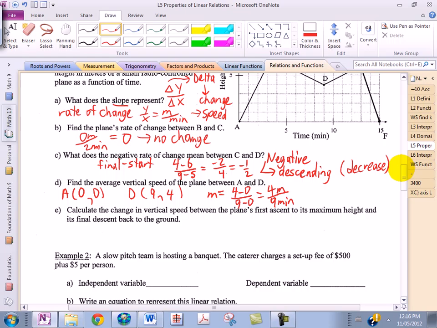Next, calculate the change in vertical speed between the plane's first ascent to its maximum height and its final descent to the ground. So its first ascent would be A to B, and its final descent to the ground would be from E to F. So we want to find the slope of AB, and we want to find the slope of EF.